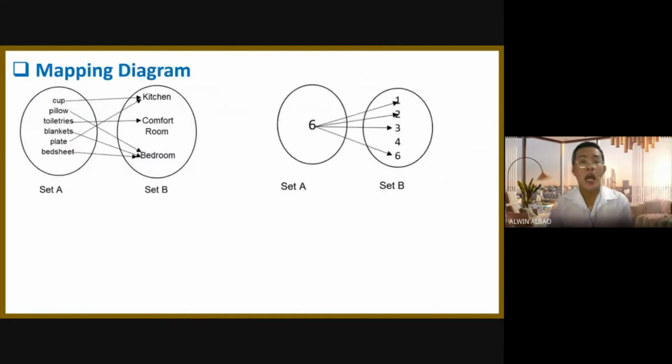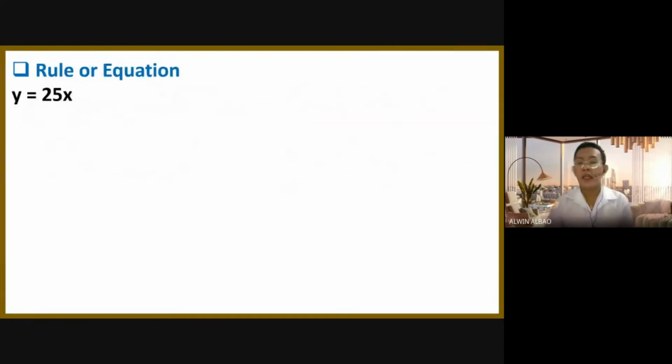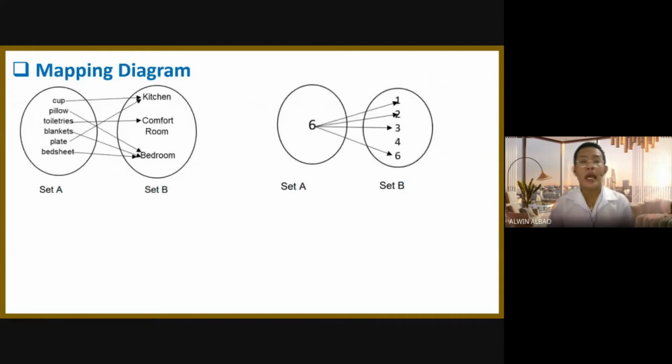Okay, next, the mapping diagram. In a mapping diagram, we have an input and an output. In the first figure, we have the cup, pillow, toiletries, blankets, plate, bedsheet, then kitchen, comfort room, and bedroom. To identify the domain in the first figure, our set A or our input is our domain. Meaning, the first part on the left side of our figure is now our domain.